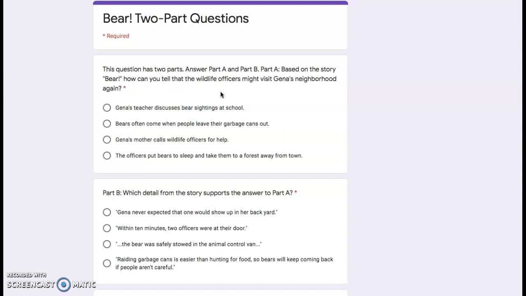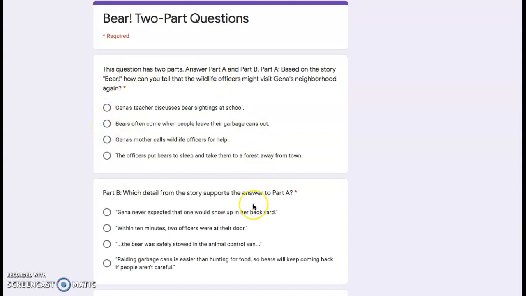I would make a note of that in my head, and then I'm going to look back at the answer choices and see if any of those match. So if I look at B, the second one, bears often come when people leave their garbage cans out. Okay, so I would click that one.